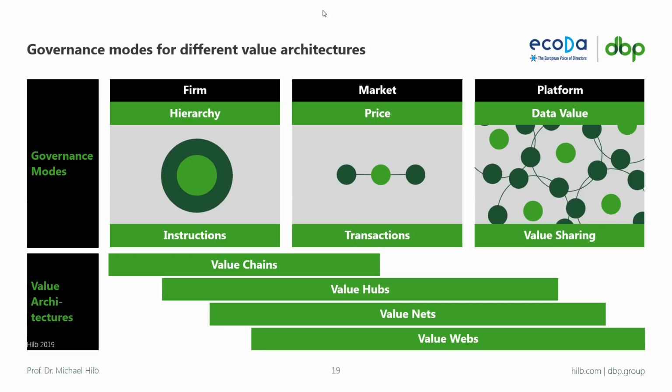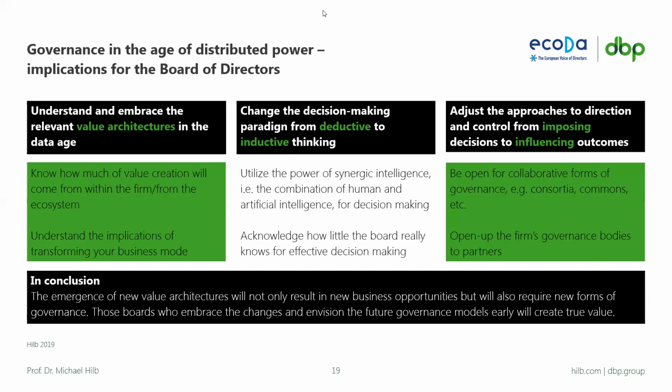So let's move probably to the third slide. And I would say there are probably three implications for board members if this is going to happen, what we're observing at the moment. The first implication, in my view, is that it's very important that any board member of any company really understands what will be the value architecture of the future for the particular company. So how is a company going to create value in 5 or 10 years, if it will be part of a bigger ecosystem, of a bigger network?